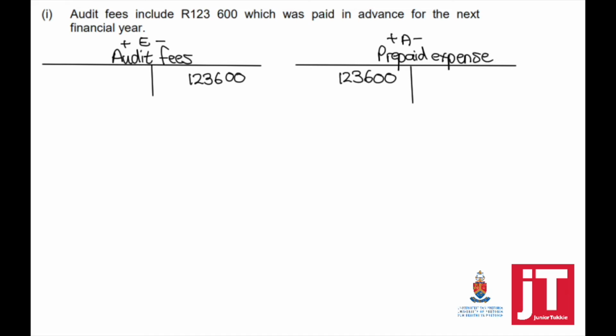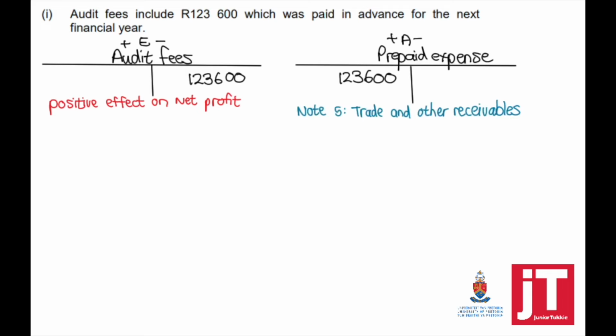Prepaid expense is an asset, which means that it will appear in your trade and other receivables in note number 5. If we look at the audit fees, because our expense decreases, this will have a positive effect on the net profit.